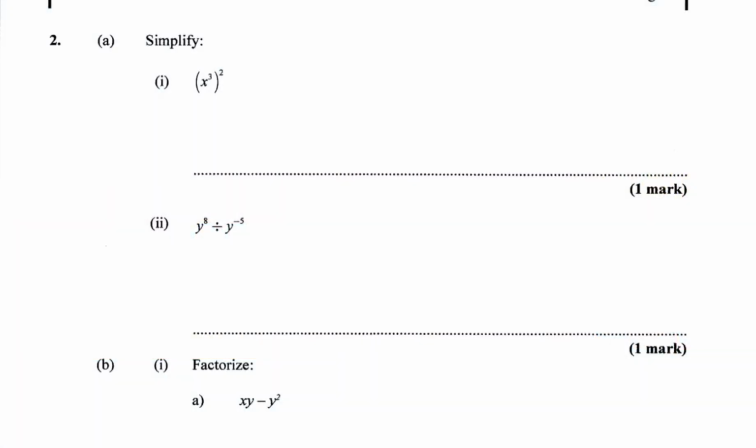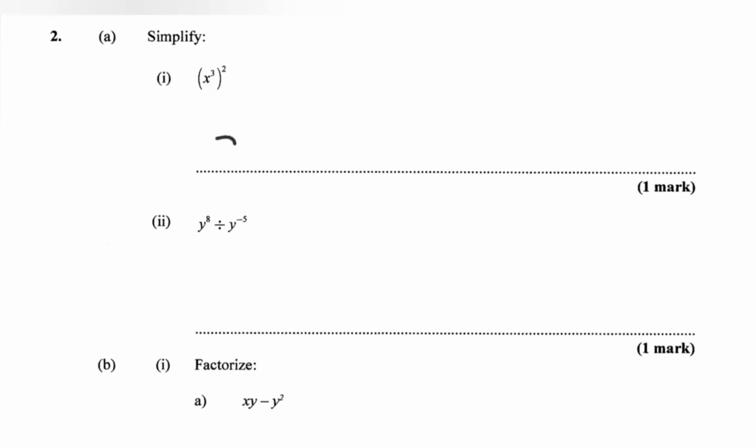So we're on to question 2a(i). It says that we should simplify this expression. We're going to utilize the laws of indices. When we have a power and a power outside, it means that we're going to just multiply them to get our result. So it's going to be x to the third multiplied by 2. So the final answer for this one would be x to the sixth power.